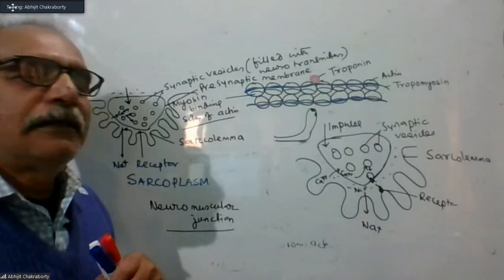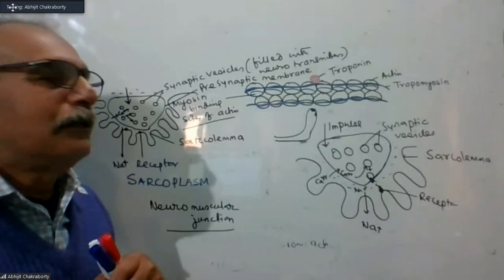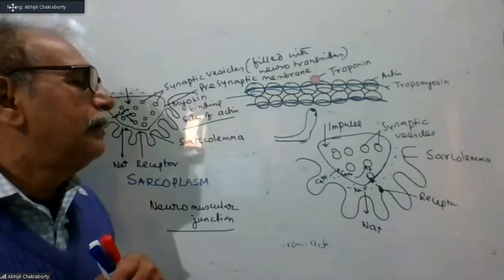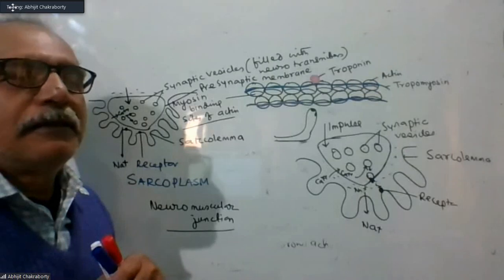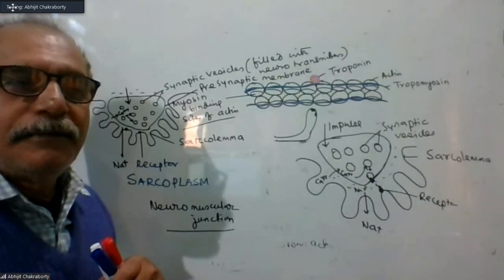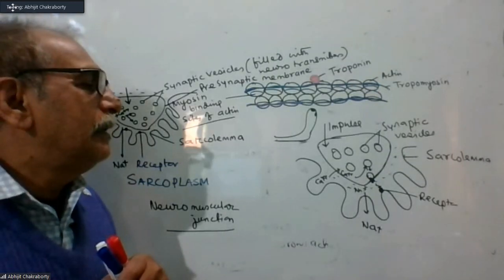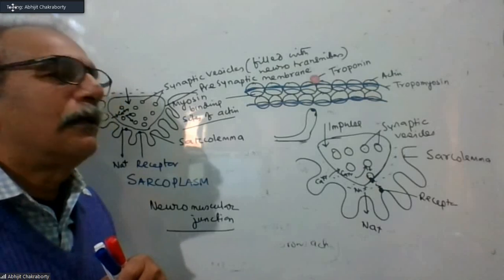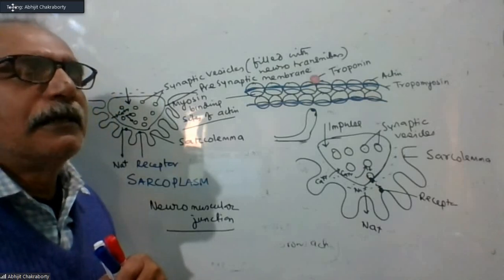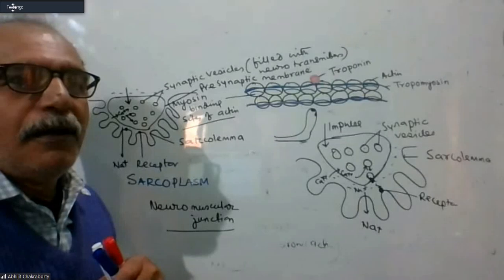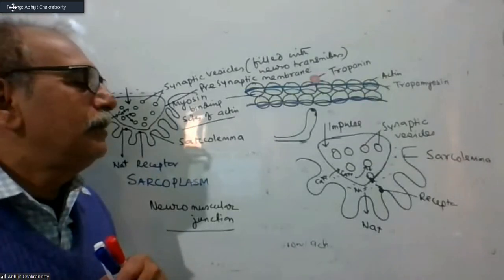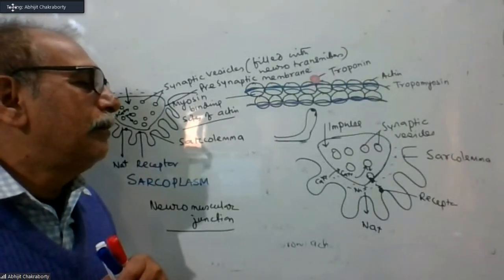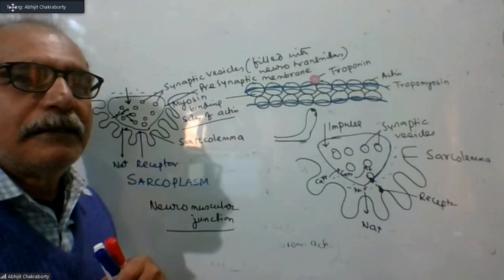stimulates these vesicles so that they come in contact with the membrane and the secretion is diffused out. Clear? Yes, sir. This secretion, that is acetylcholine, will bind to the receptor present in the sarcolemma. Once neurotransmitter binds to receptor, the permeability of the sarcolemma changes.